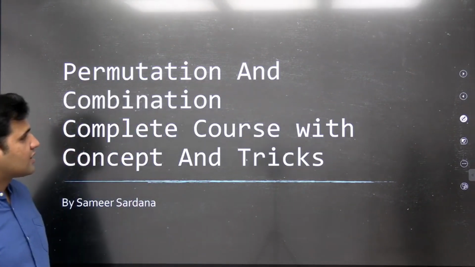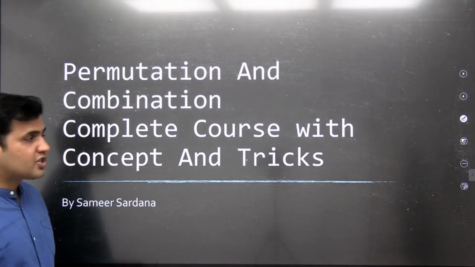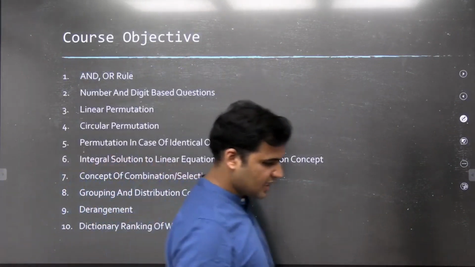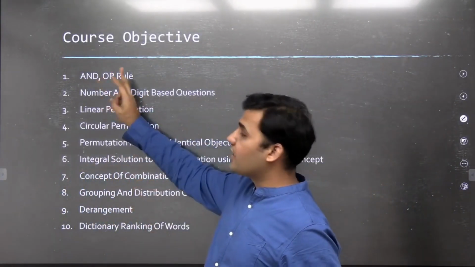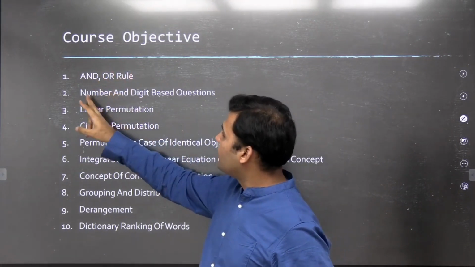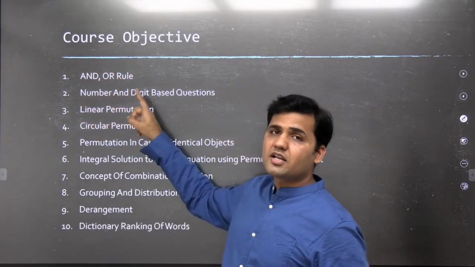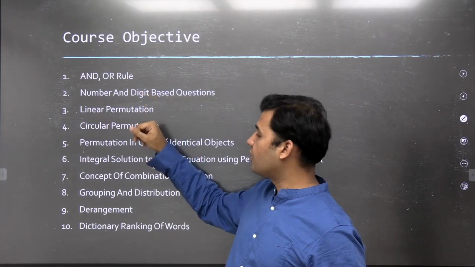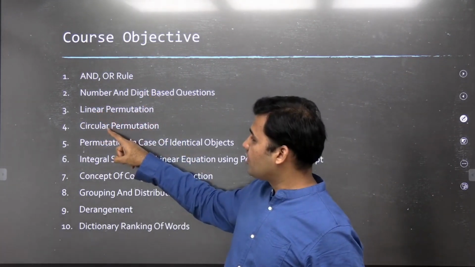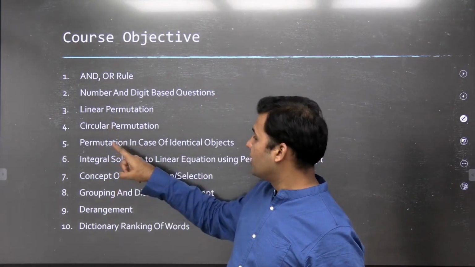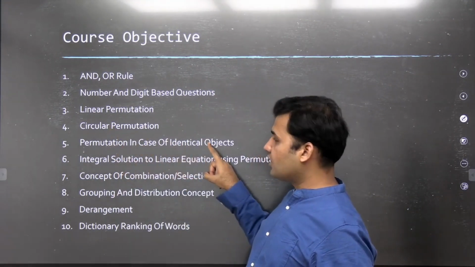So we are going to cover this complete chapter of permutation and combination, these 10 parts. In the first part, we will be studying the concepts of and or. Second, we will be discussing all the number and digit based questions of permutation and combination. Then we will talk about the linear permutation. Then we will talk about the concepts of circular permutation, permutation in case of identical objects.